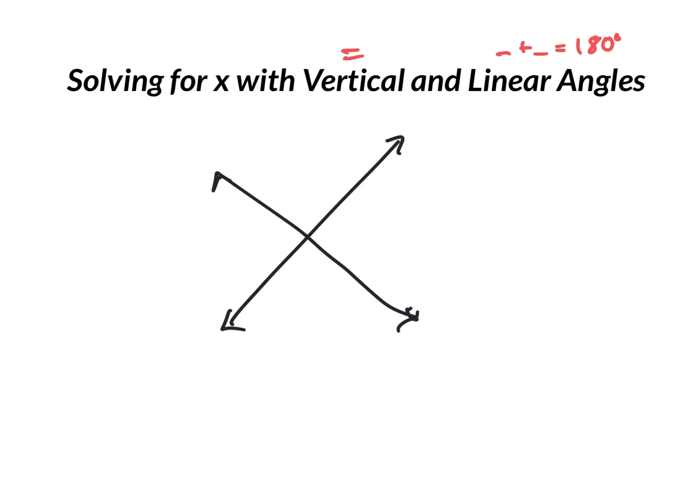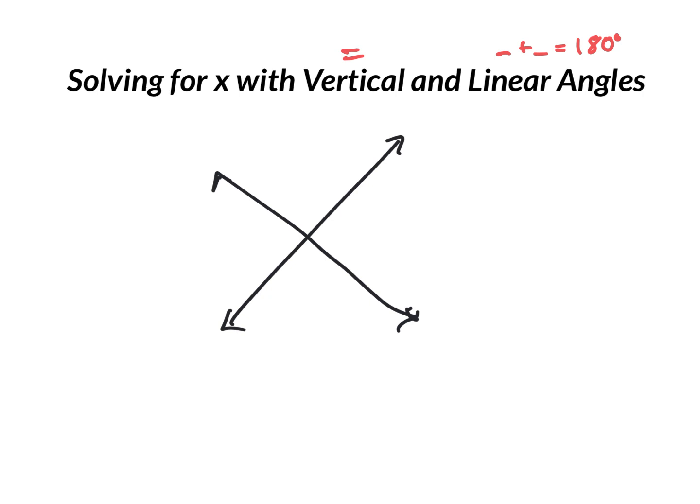So for example, if I said 2x and 60, you'd say, okay, I have a 60-degree angle across from one that's 2x, and then just say, are they vertical or linear? Well, they're vertical. They're across from one another. So you simply set the two equal to each other, and then solve. Divide both sides by 2. X is 30.